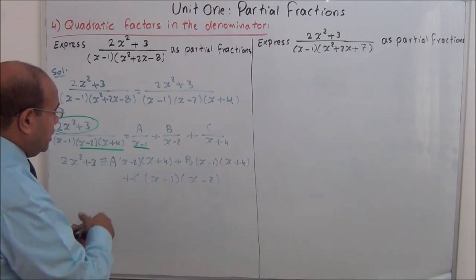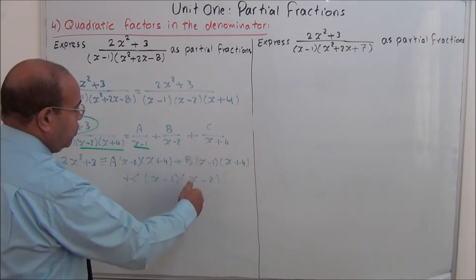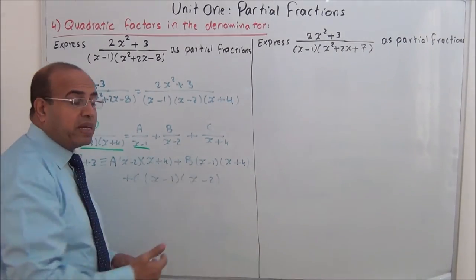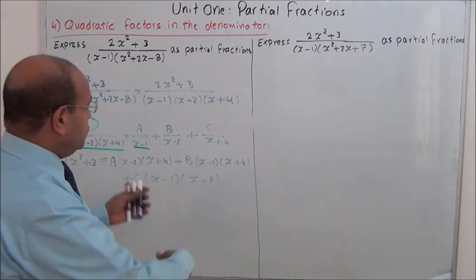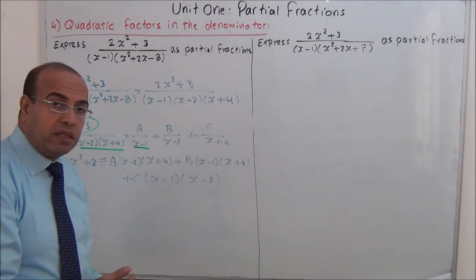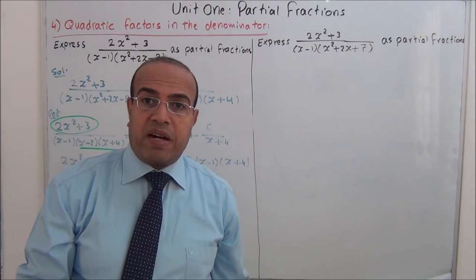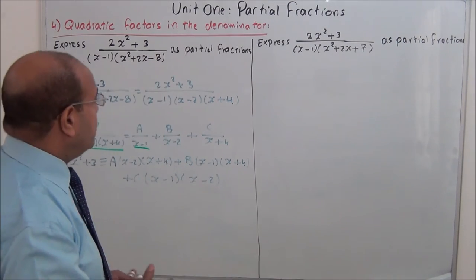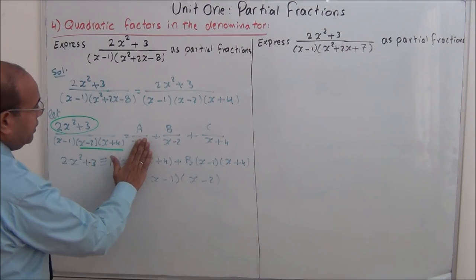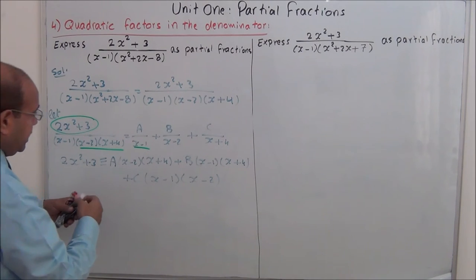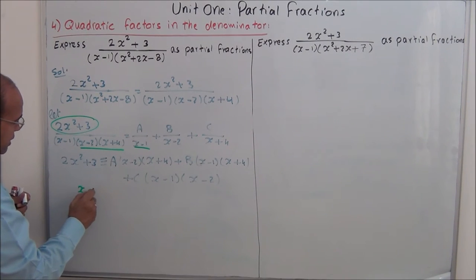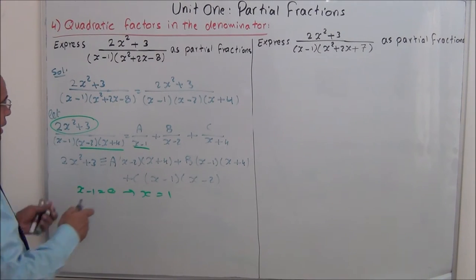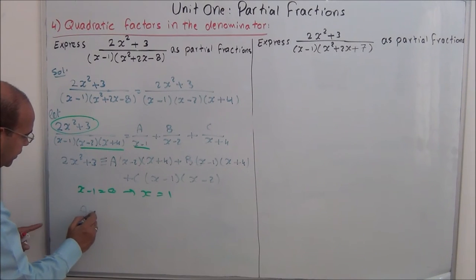Now we can use either of two ways. If we need to cancel b and c, we check the common bracket, x minus 1, so we can let x equal 1 to cancel b and c and get a. Or we can use the cover-up method. I use the cover-up method because it's a quick method. Equate the denominator to 0: x minus 1 equals 0, so x equals 1.